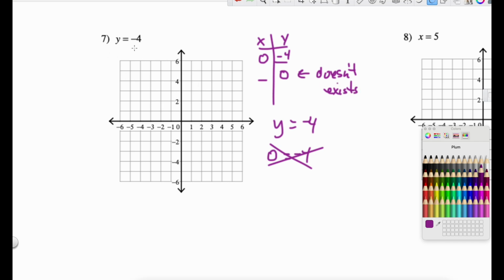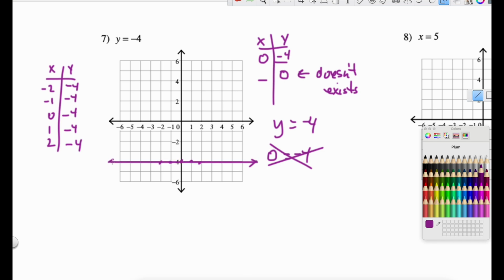Well, if I think about it in terms of making a table, no matter what value of x that I write, -2, -1, 0, 1, and 2, I'm always going to be at -4. It doesn't matter what my x value is. y equals -4, and that's it. So at -2, -4, I'd be there. At -1, -4, I'd be there. At 0, -4. And what's happening here? This is a horizontal line through y equals -4, right there.